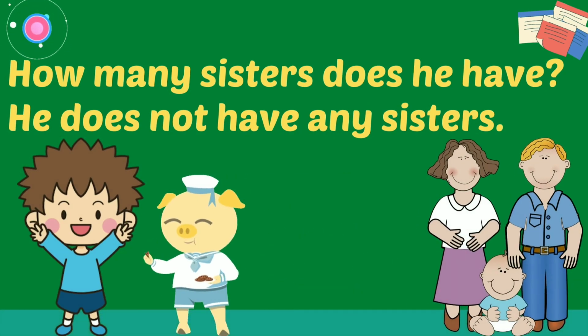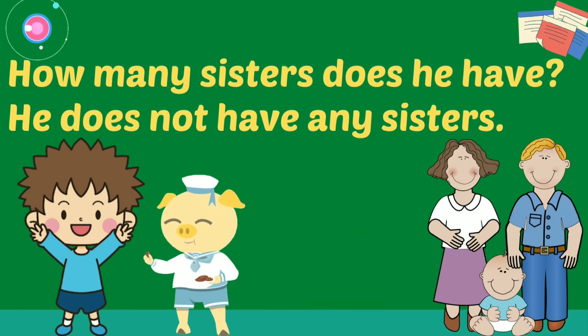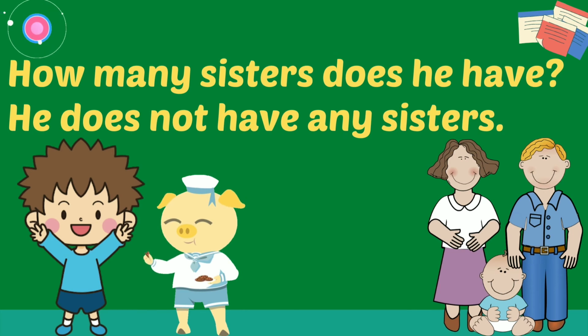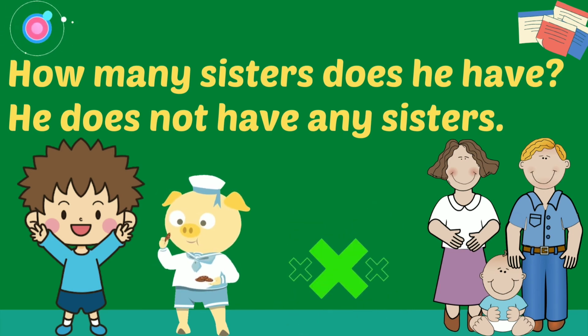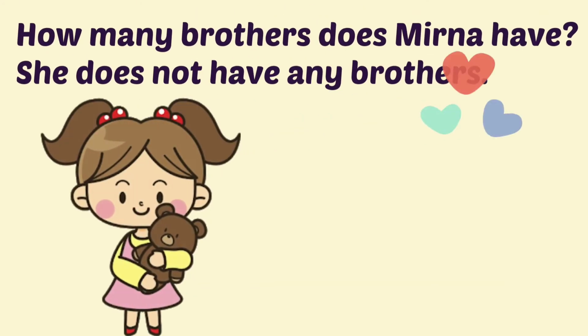Okay, the other example is, how many sisters does he have? In here, why we use does, not do? Because the subject is he, it's only one. How many sisters does he have? He does not have any sisters, or he doesn't have any sisters. Yeah, we need to use does because the subject is he.